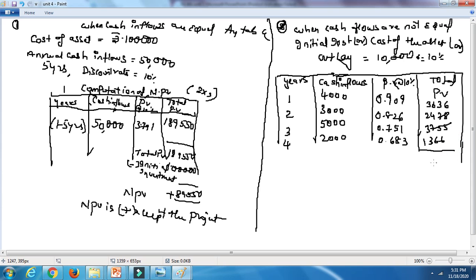So this is nothing but total annual cash inflows minus initial investment, what we have done there. You need to do here also. How much is the initial investment that is being given in the question? 10,000. So this is how you need to do when cash flows are not equal. You will get 1,235 plus. Okay, this is nothing but your NPV.